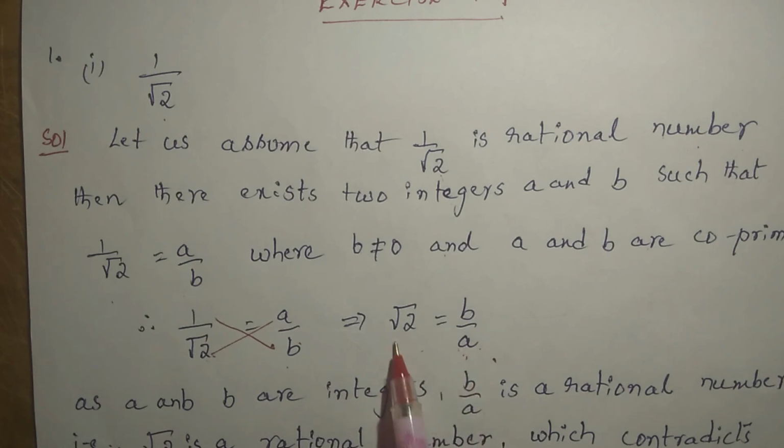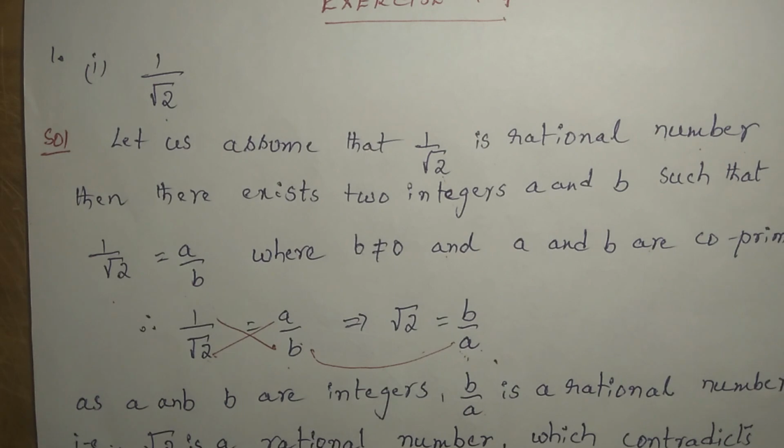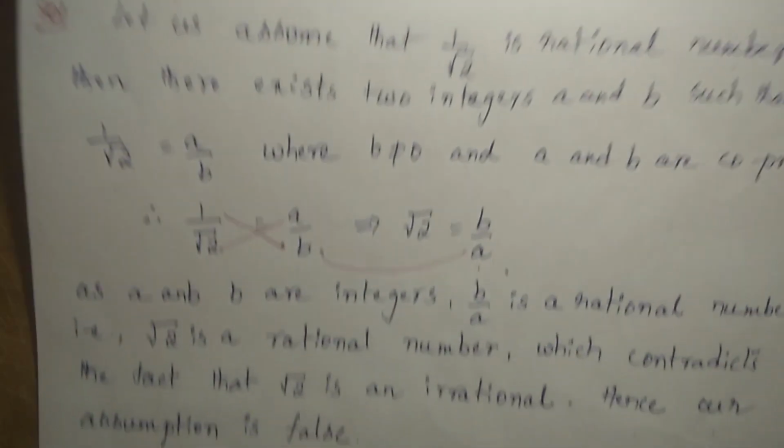How will we get root 2 equals b by a? We can take the reciprocal of the values on both sides of the equation. The reciprocal of 1 by root 2 is nothing but root 2 by 1, and root 2 by 1 is nothing but root 2. And the left side, which value is there? a by b. The reciprocal of this is b by a.